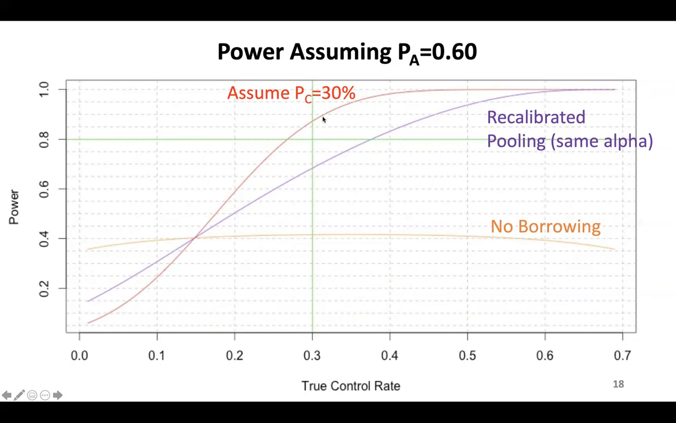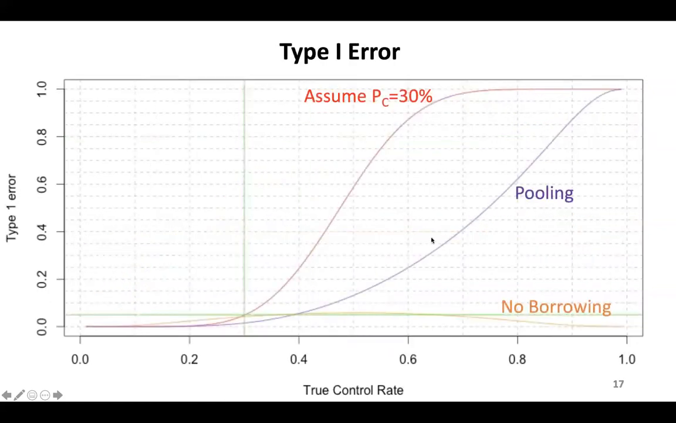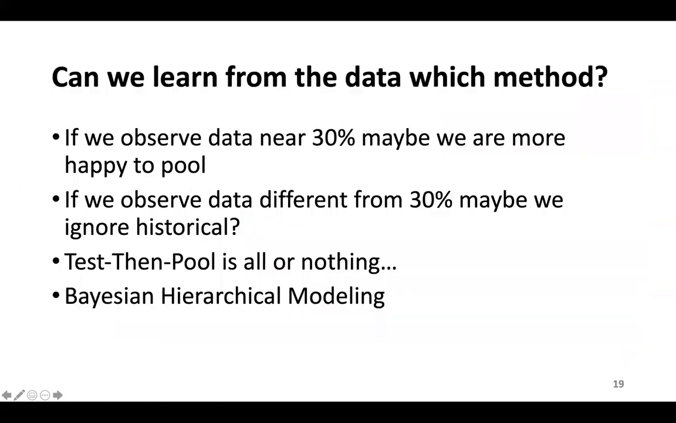So there's a number of things that come out of this that I've sort of been pounding on here, is that if the historical data is right, we do really, really well in this setting. If it's wrong and significantly wrong, we can really make quite negative conclusions in the trial. So it brings about the somewhat obvious question, can we learn from the data that we collect which of these methods we should use? If we were to observe control data near 30%, maybe we use all the data.